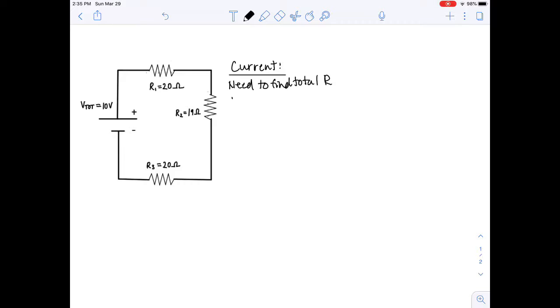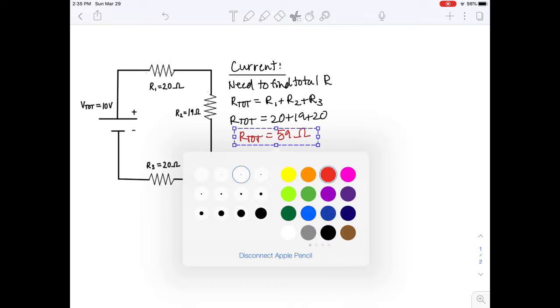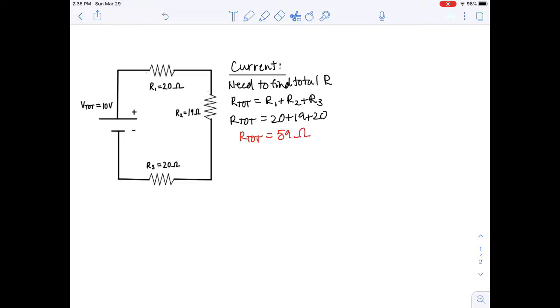And the way we do that, because this is a series circuit, is we can simply just add all three of the resistances. And we know that resistance is measured in ohms. Okay, so we have our total resistance.